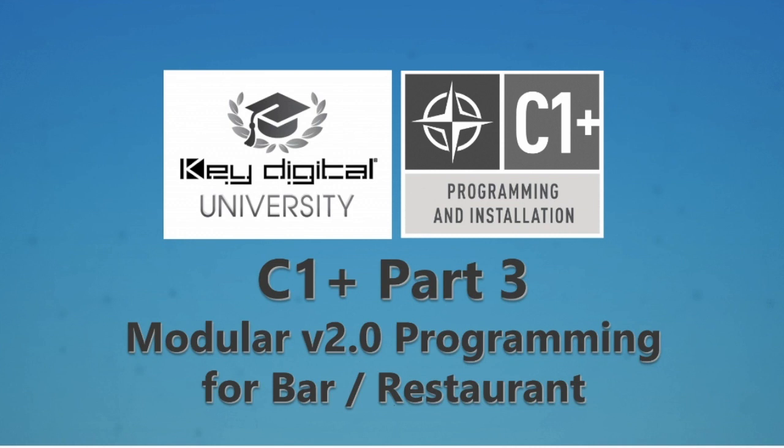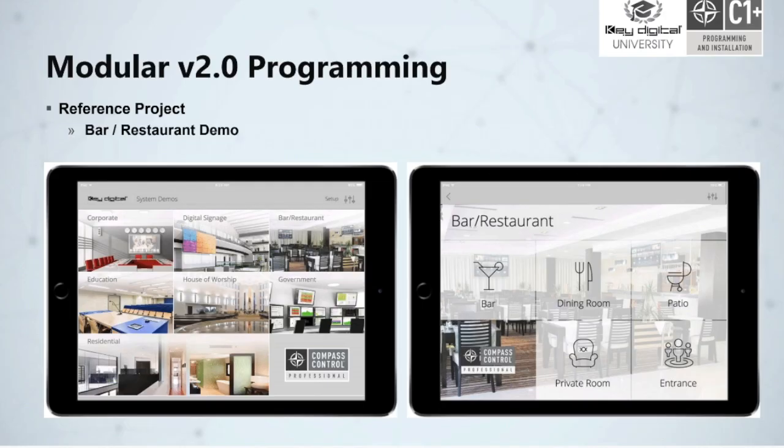This is part 3, where we're going to take the next step now in our modular version 2.0 programming learning curve, and we're going to do a larger system than before with multiple displays and multiple zones. This will be following along with the bar restaurant demo in the Compass app. So you can follow along by downloading the Compass app onto your iOS device, and we'll walk through and build that system as it is in your iPad or iPhone.